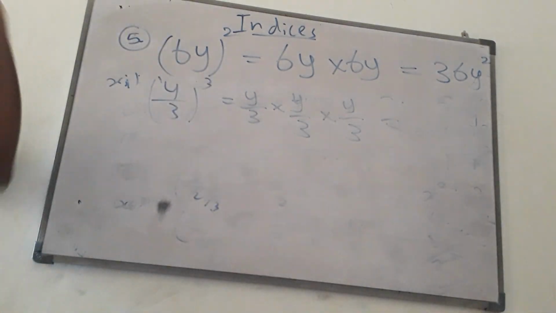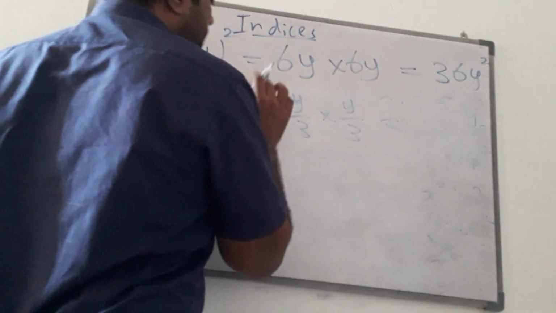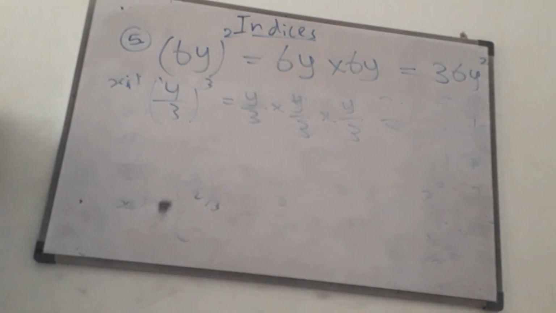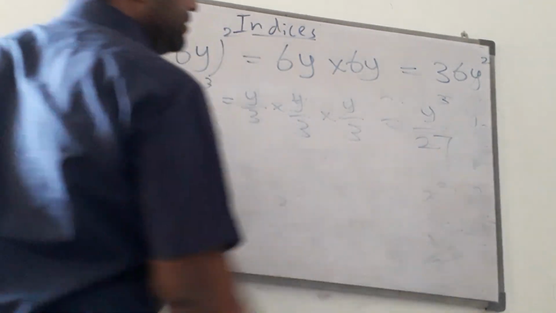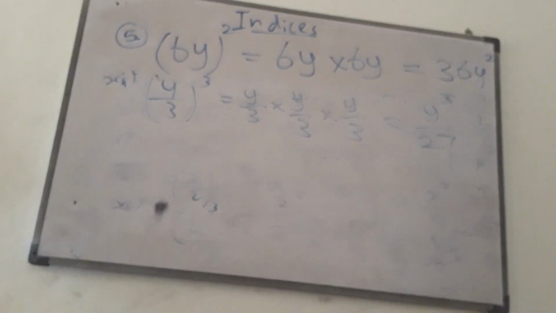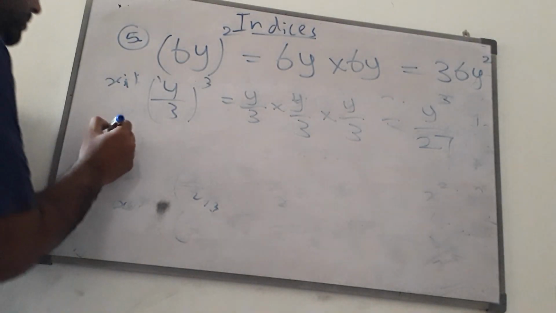y times y means y squared, times y means y cubed. So y to the power 3 on top. Divide by 3 times 3, 9, 9 times 3, 27, or 3 cubed. 3 cubed means 27. You have to write 27, not 3 cubed.